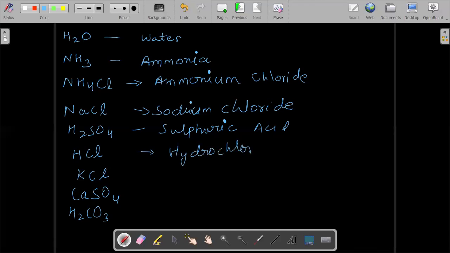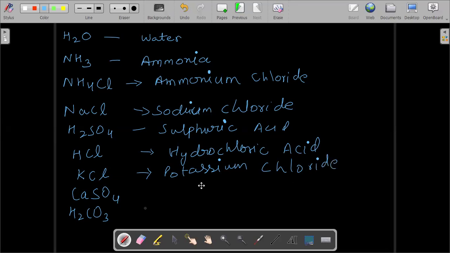Sir, is KCl nitrogen chloride? No. Sampath, what is KCl? Potassium chloride, sorry, sir. Yeah, it is potassium chloride. CaSO4. Sir, calcium sulfate. Yeah, it is calcium sulfate.